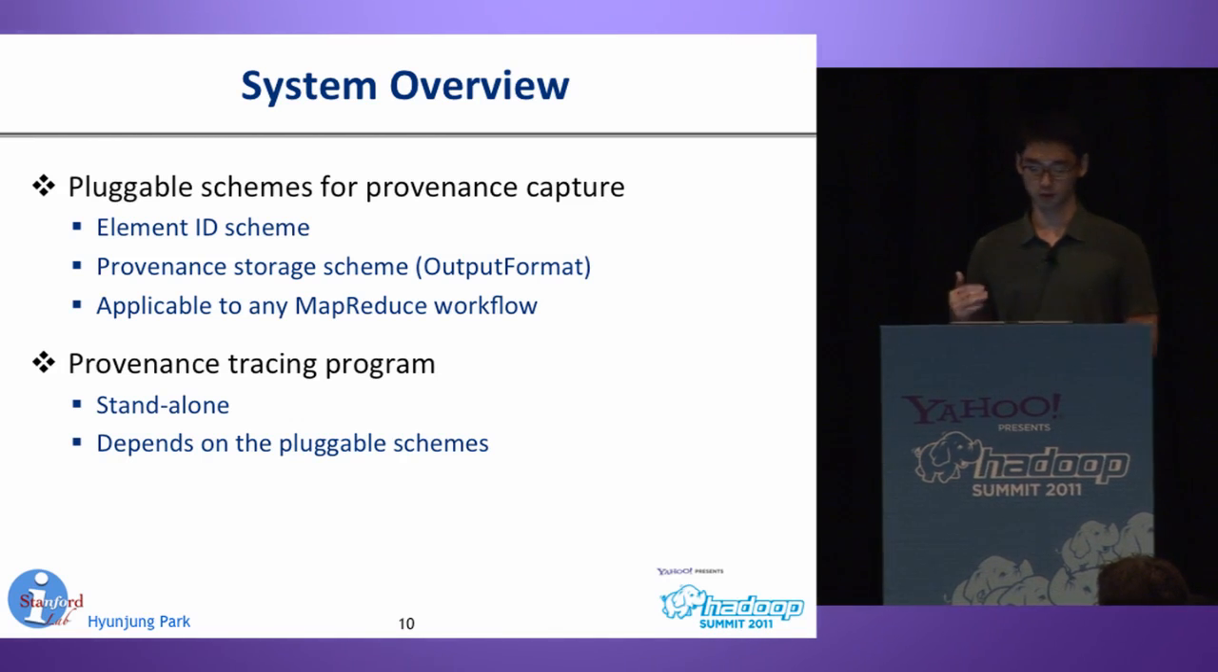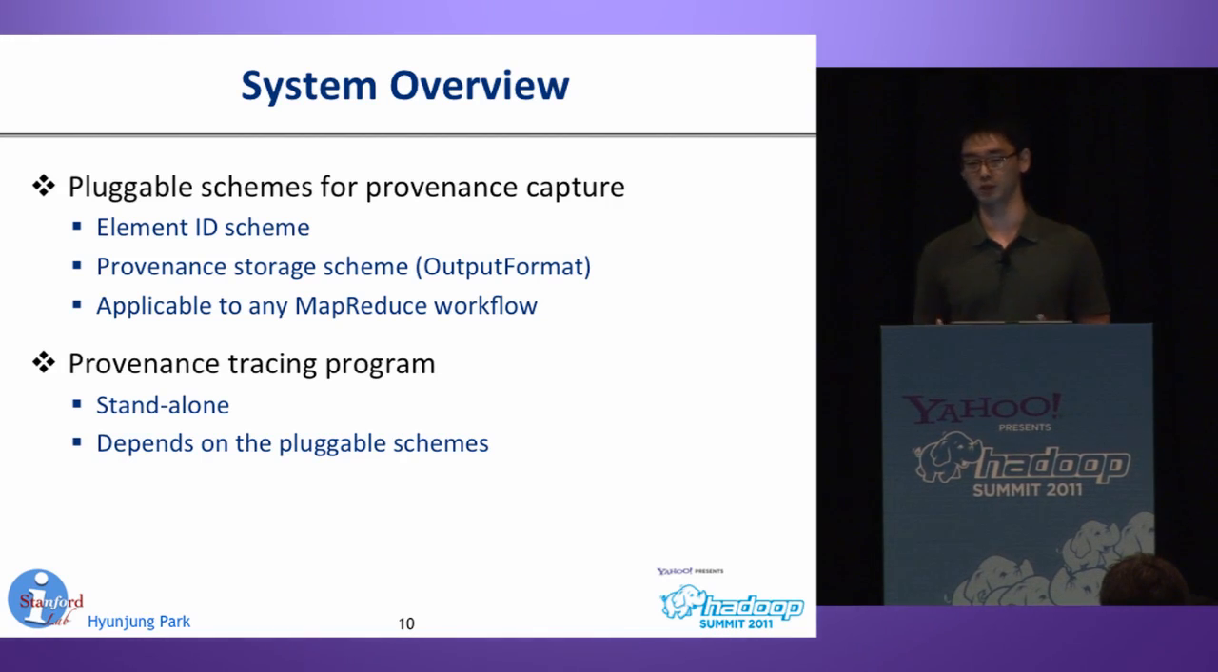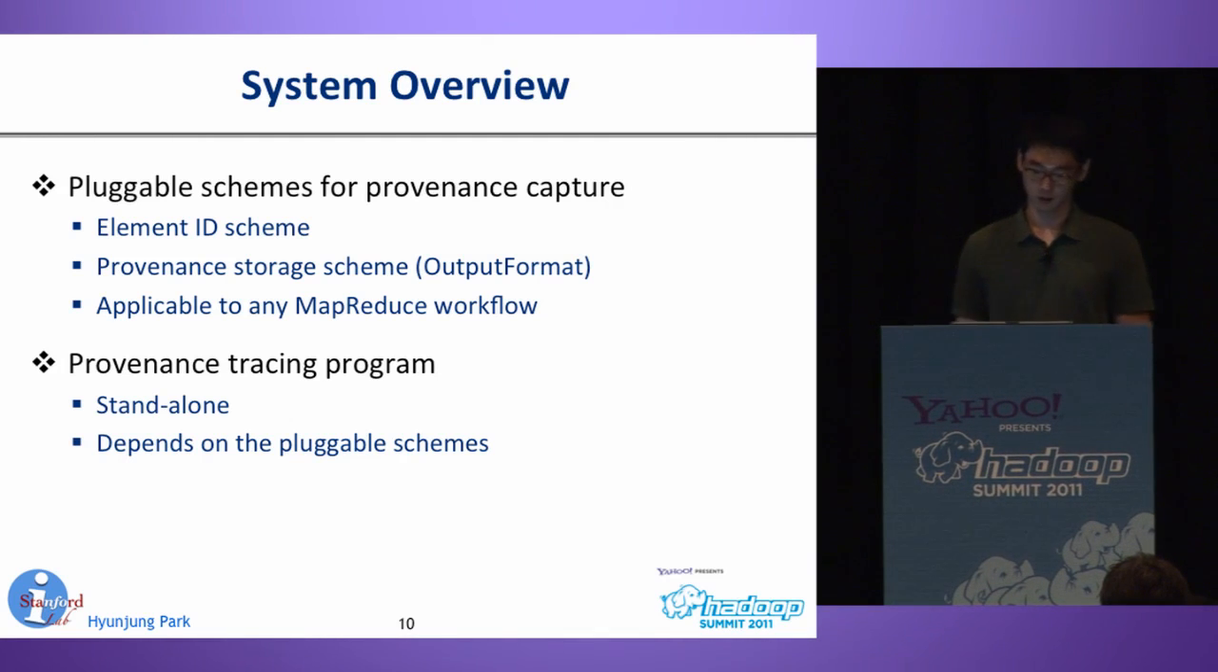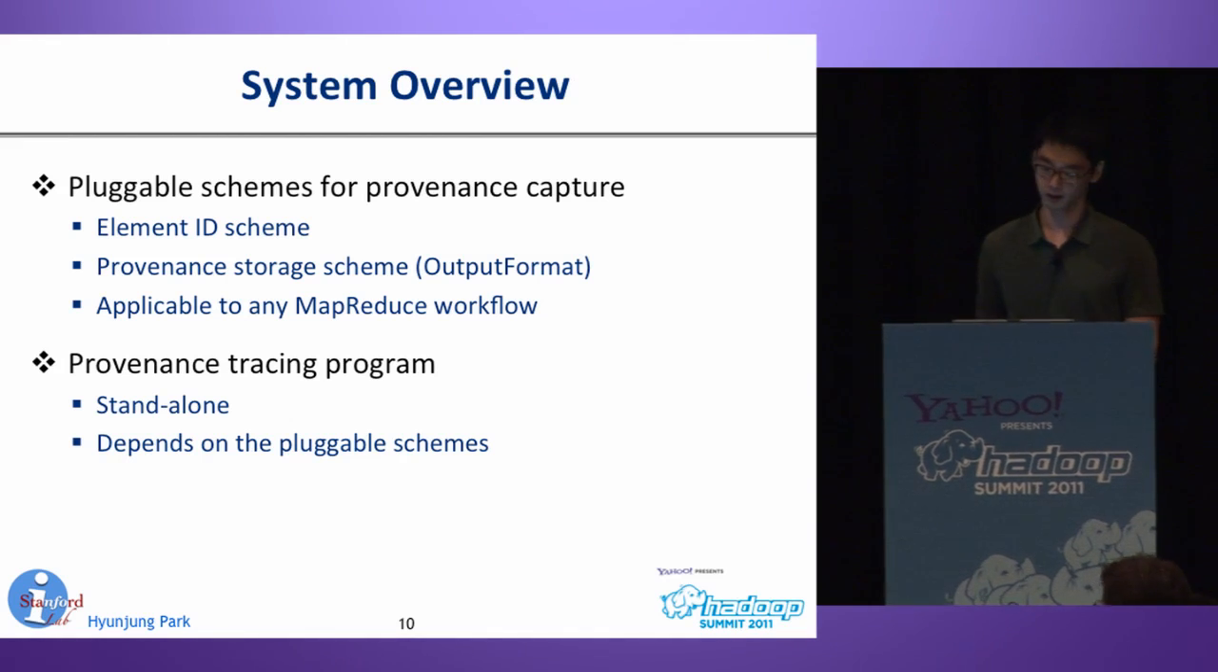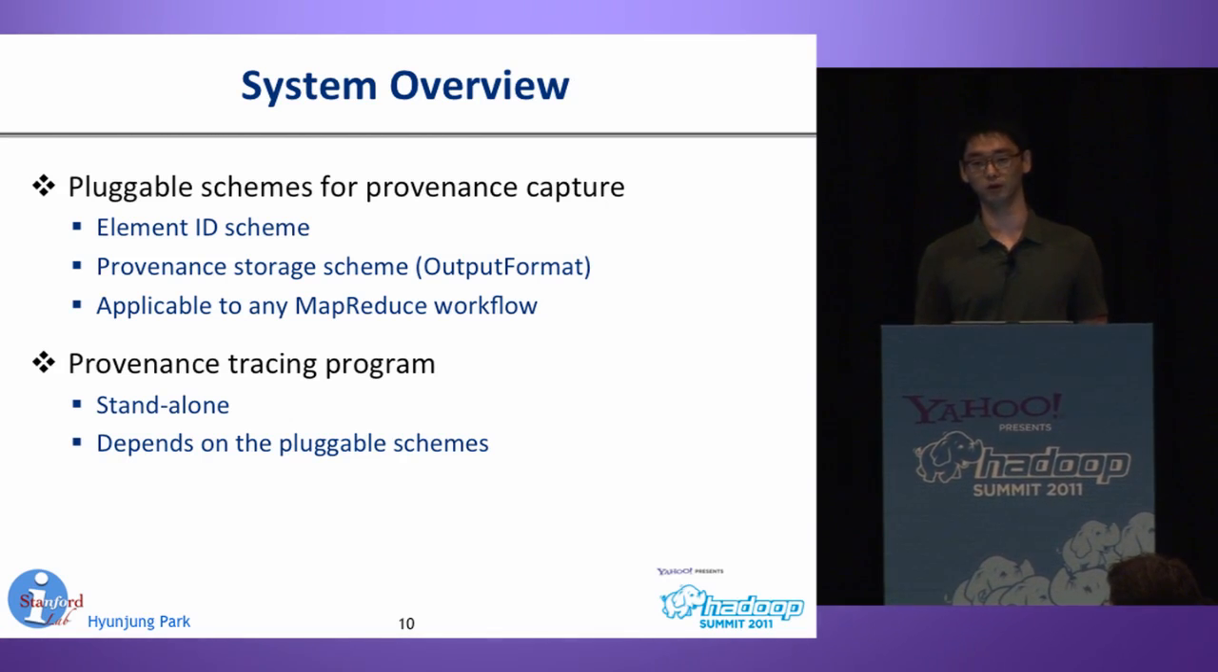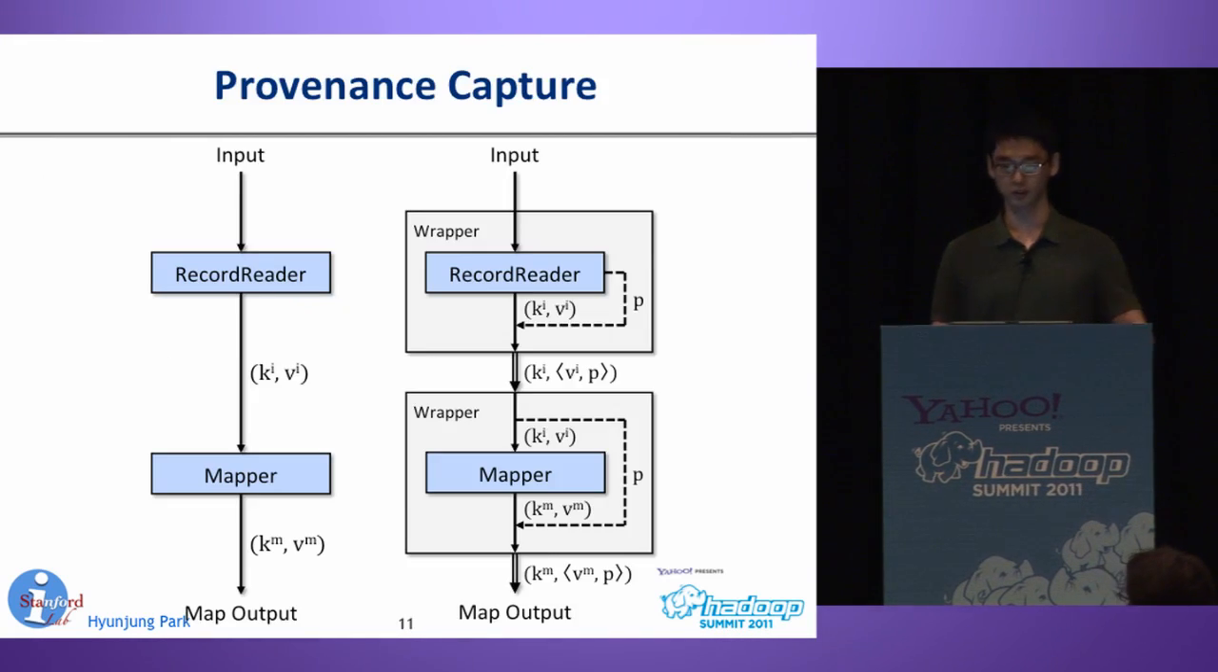And then there is a storage scheme for provenance. Obviously, you have to store this provenance information somewhere. For that, we are reusing the output format. By providing these two schemes, you can apply our provenance capture to any MapReduce workflow. Finally, the third part is a provenance tracing program, which is a standalone Java program that heavily depends on those two pluggable schemes. So that was the overview.